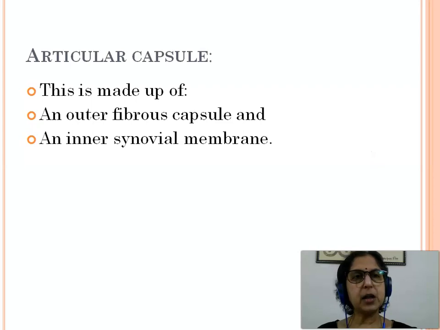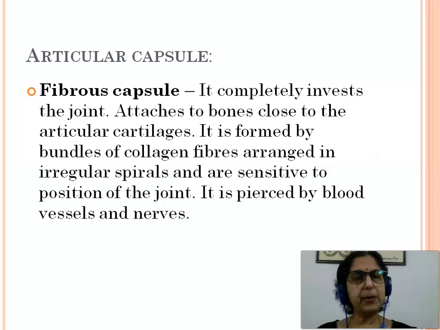Next we study the articular capsule. This is made up of two parts, an outer fibrous capsule and an inner synovial membrane. Fibrous capsule. It completely invests the joint. It attaches to the bones just close to the articular cartilages. It is formed by bundles of collagen fibers arranged in irregular spirals and is sensitive to the position of the joint. It is pierced by the blood vessels and nerves which go to supply the joint.